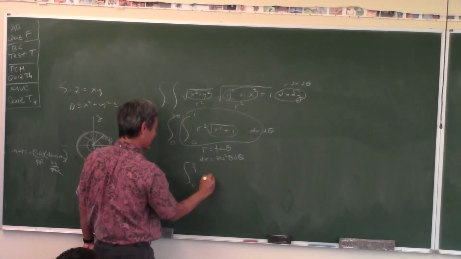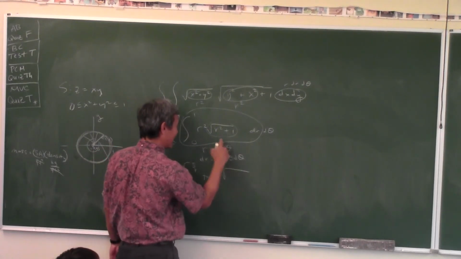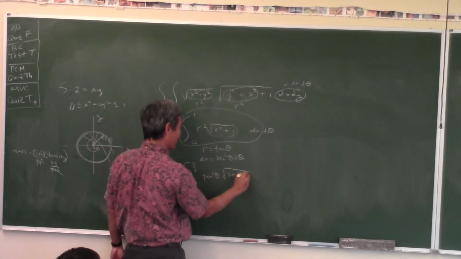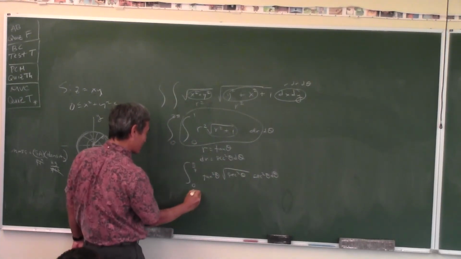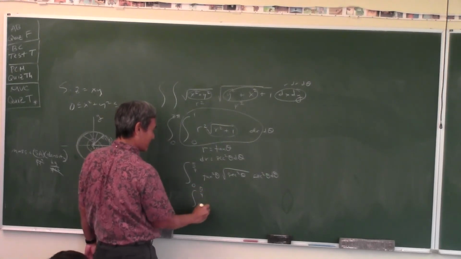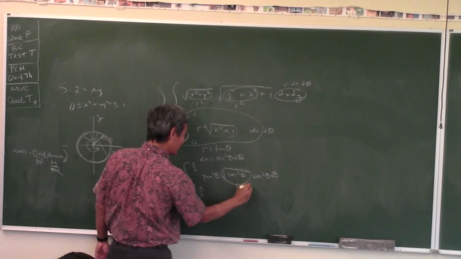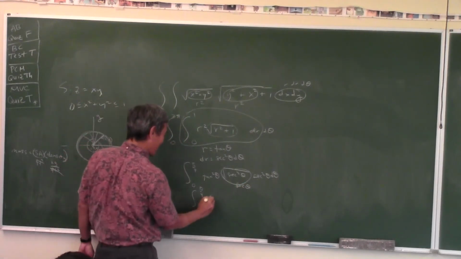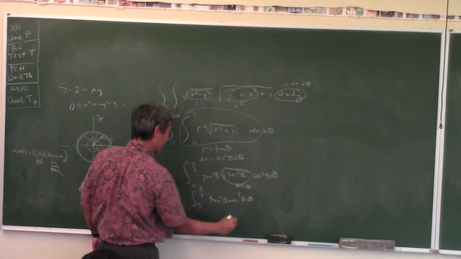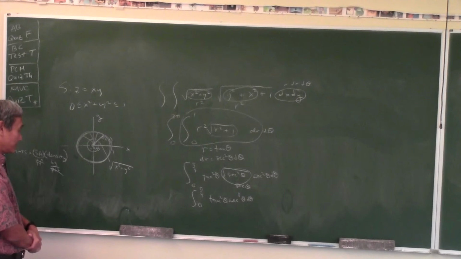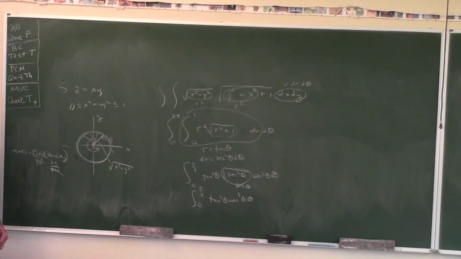r squared is tangent squared theta. The square root of tangent squared theta plus 1 is secant theta. And dr is secant squared theta d theta. So what kind of monstrosity do we have here? We have tangent squared theta secant cubed theta. This is not a u substitution with secant. I thought it was good that the derivative of secant was secant. This looks like a difficult problem.